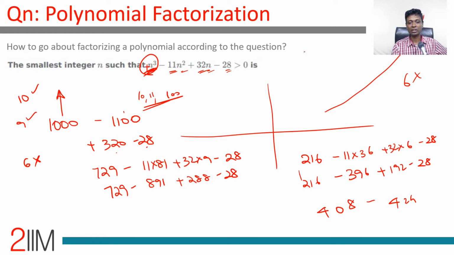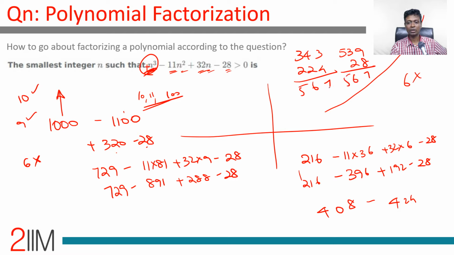Then 7 cube is 343, plus 32 into 7 is 224. 11 into 7 square, 49 into 11, 490 plus 49, 539, and 28. And so this is 7, 6, 5, 7, 6, 5. So 7 makes it 0. So 7 doesn't work. 8 will work. So the smallest integer that works is 8. Trial and error works. Start with the utterly dominant term, find one value, juggle around that, and then you're through.